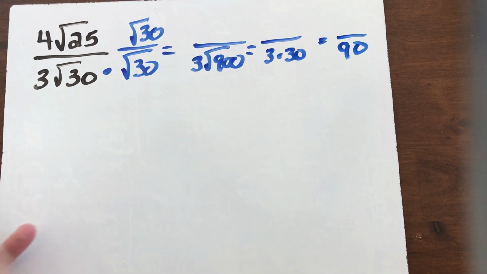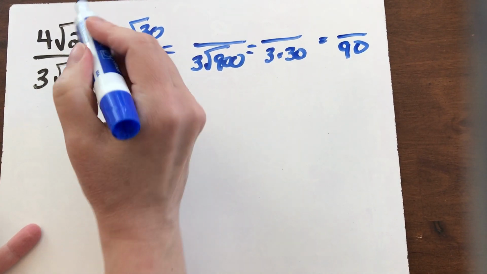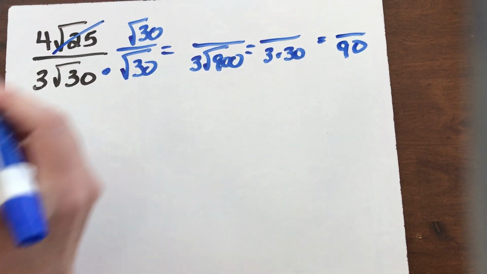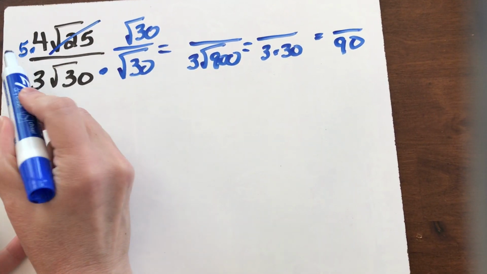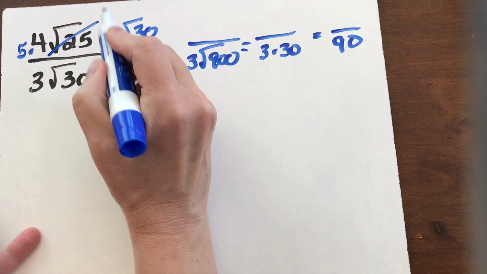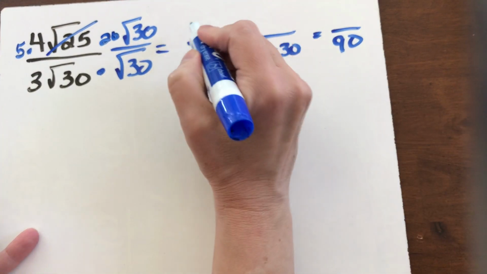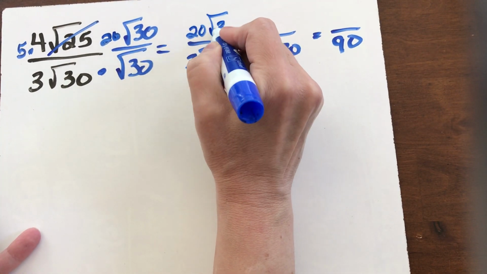All right, now what do you notice about up here? 25 is a perfect square. What's the square root of 25? 5. So now what's 5 times 4? 20. So now we're going to have 20 in front of the radical of 30.